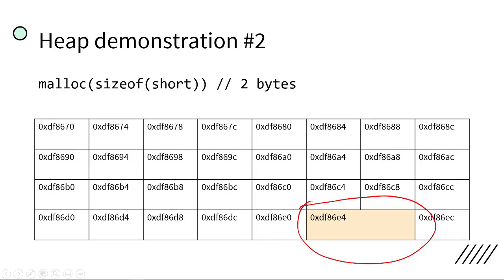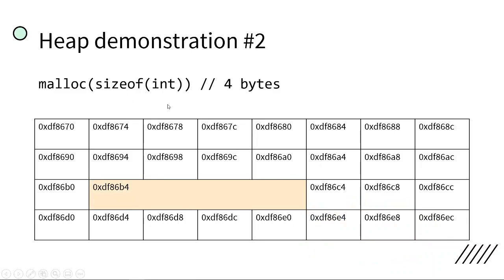Okay. Back na. So, as you can see here, mo to siya nag-allocate og 2 bytes of memory, which is why kaning address nga 0xDF86E4, 2 bytes ang iyahang na-occupy sa atong heap.